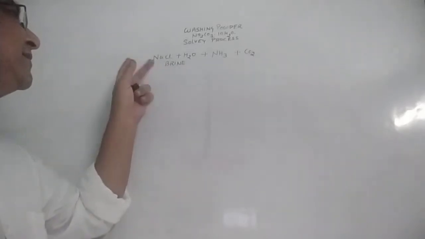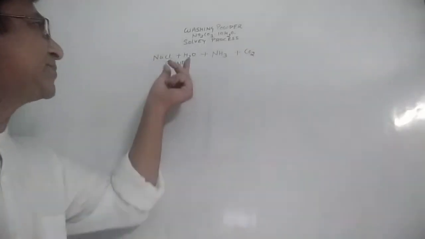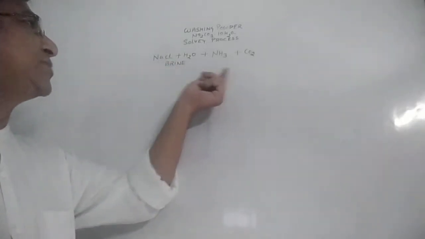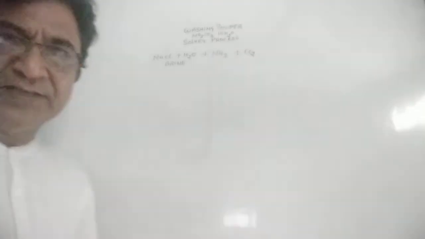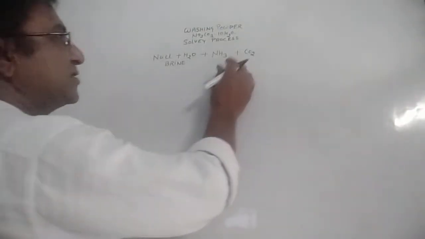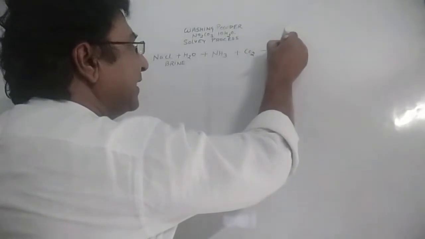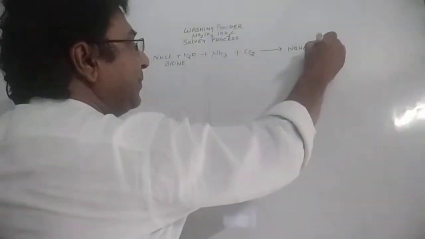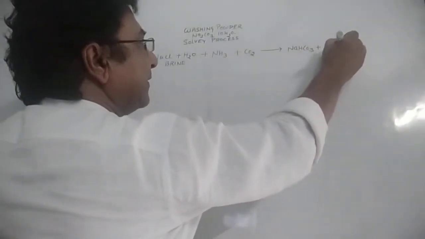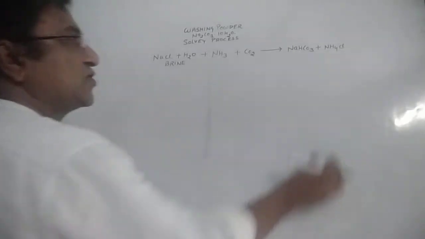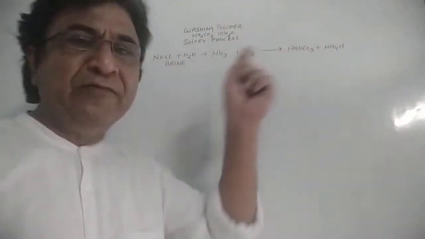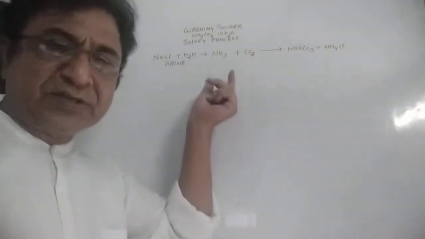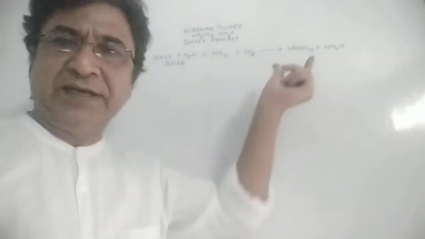First, the domestic salt, which we use for vegetables, plus water, becomes an aqueous solution which we call brine. Then ammonia is passed through this brine. This is called ammonia saturated brine. And then carbon dioxide is passed through it. The product we get is baking soda, NaHCO3, plus ammonium chloride. So in the very first reaction of the Solvay process, baking soda is prepared.